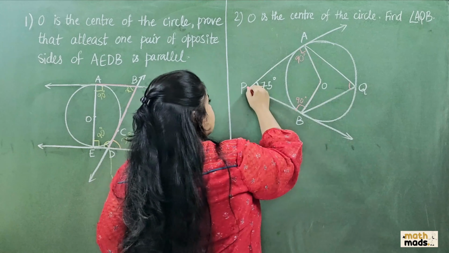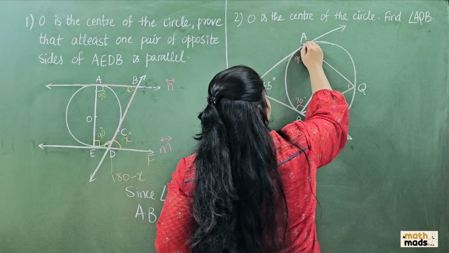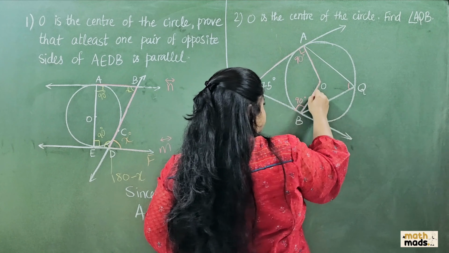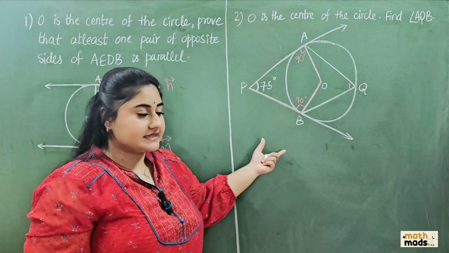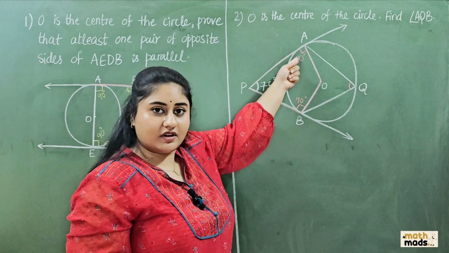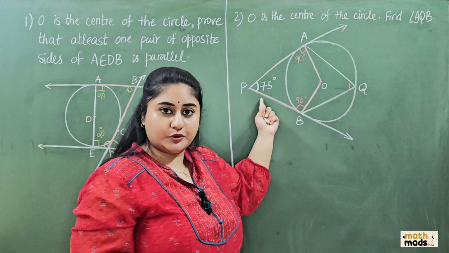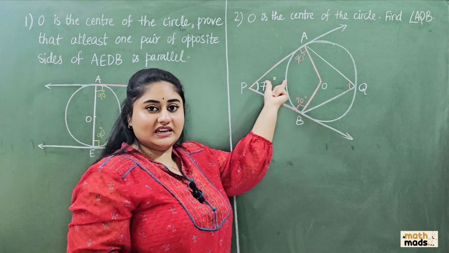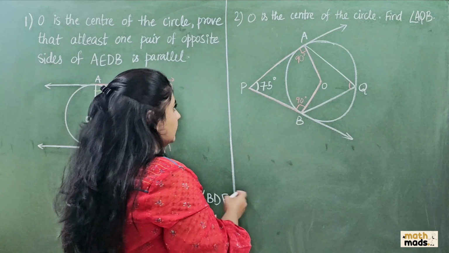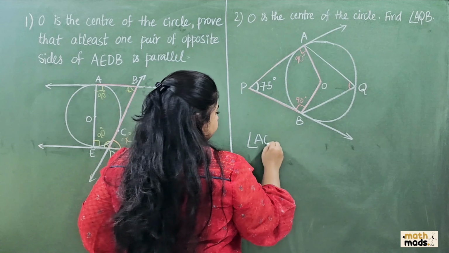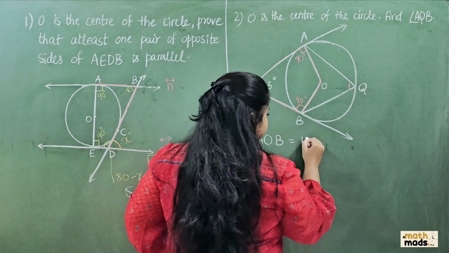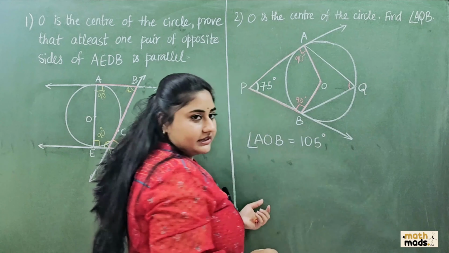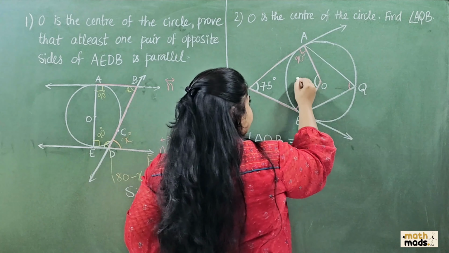Now if I consider this quadrilateral PAOB, the sum of all the angles will be 360 degrees. Already this is 180, so this will also add up to 180 degrees. If this is 75, what will be the measure of angle AOB? Angle AOB will be 180 minus 75, that is 105 degrees. So this is 105 degrees.